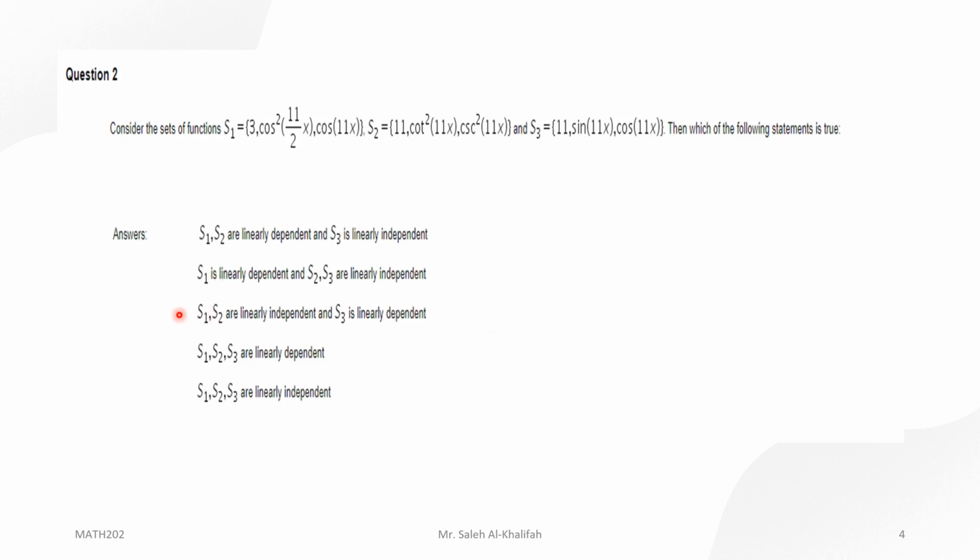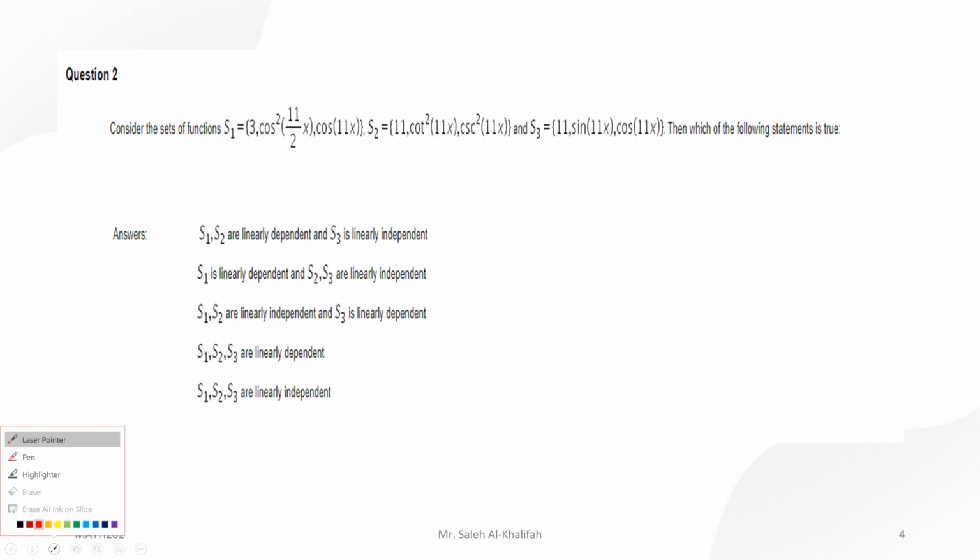لاحظ ان الخيارات talks about linearly dependent or independent. To know if multiple functions are linearly dependent or independent, we can know that by two methods. Either we do the Wronskian, which is the determinant, or by the definition that says c1 f1 of x plus c2 f2 of x plus c3 f3 of x and so on equals 0 for some values of c's.